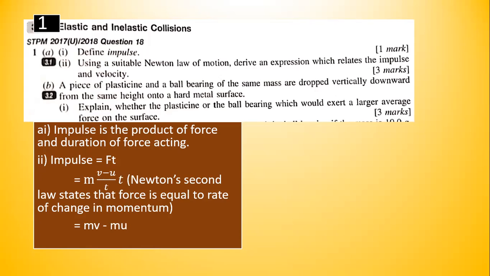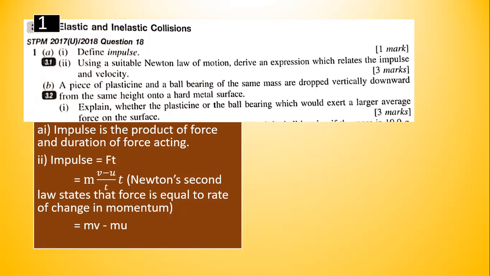That's how you derive. A piece of plasticine and a ball bearing of the same mass are dropped vertically downwards from the same height onto the hard metal surface. Explain whether the plasticine or the ball bearing would exert a larger average force on the surface. You'd like to comment on that? No, sir. Anyone you want to answer? Try to answer.